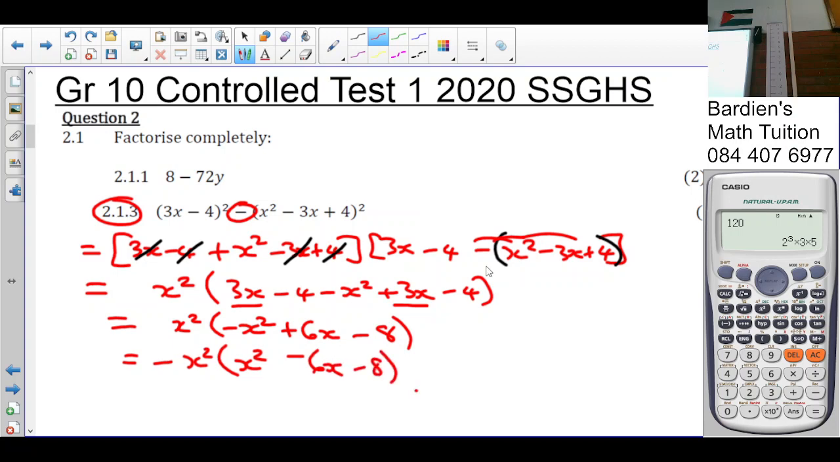plus 8, sorry. That's a trinomial inside the bracket. Can the trinomial factorize? You need 4 and 2. 4 plus 2 is 6. So that factorizes. Is that correct? x and x, 4 and 2. So there's our answer. Who got that answer? Who got this one here? You got the correct answer. This is the final answer.